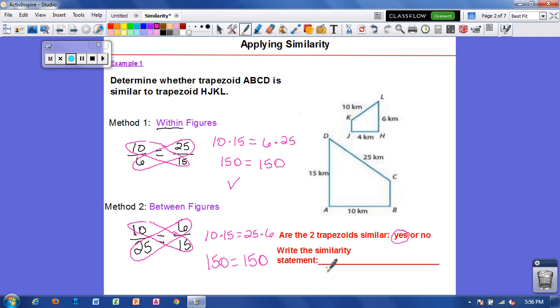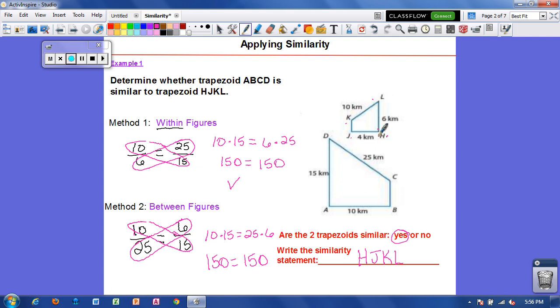Now we want to write the similarity statement. That simply means we're going to say this trapezoid is similar to this one. Now we have to be careful about how we write our letters. So on this trapezoid, it's called HJKL. So I am going to write those letters in order. HJKL. So I am going from this point to this point to this point to this point. So keep in mind the order that I have just gone in. I want to go in the same order on this trapezoid.